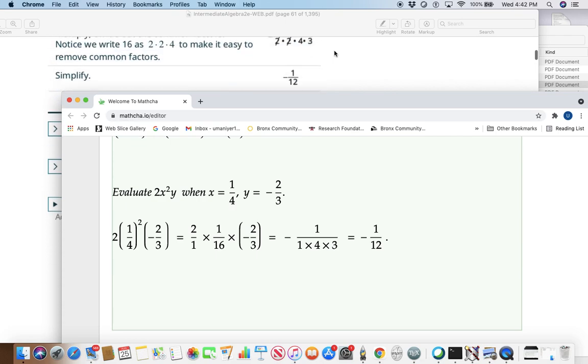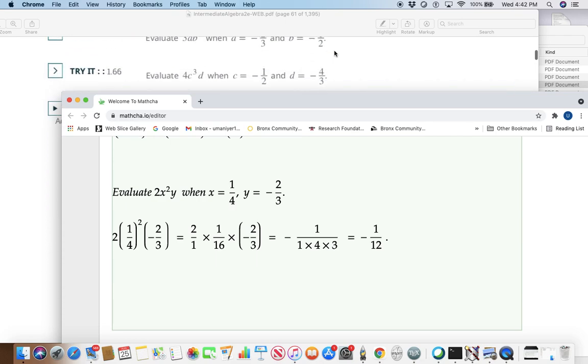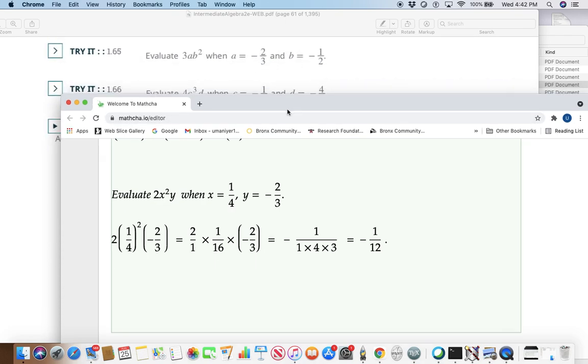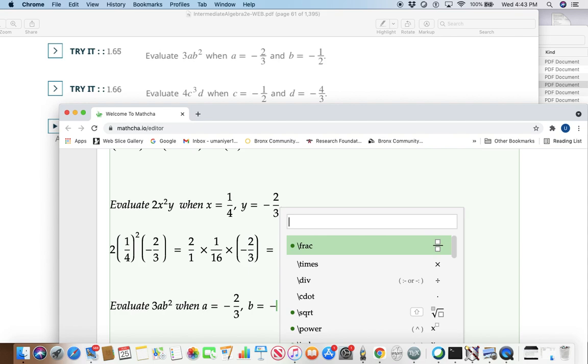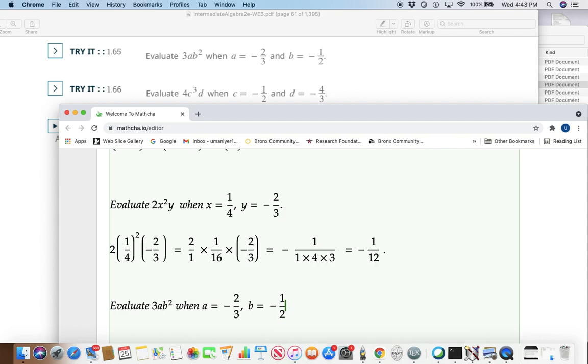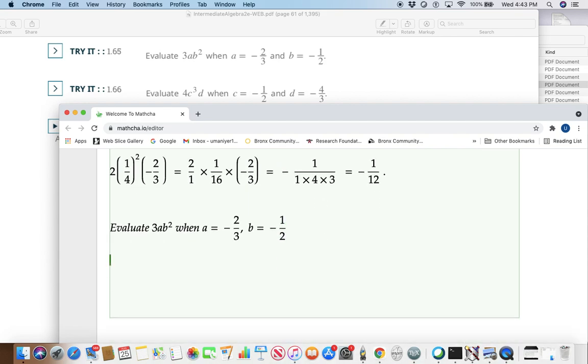Next, here, 3. So this one says evaluate 3ab to the power 2 when a is the negative of the fraction 2/3 and b is the negative of the fraction 1/2. All right, let's try.